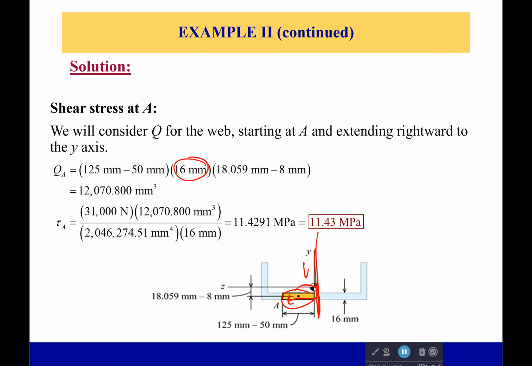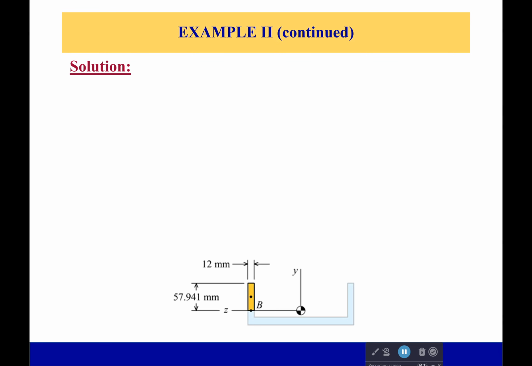We have the area. This is the thickness. This is its length. And this is the distance to the centroid. And we plug that into our equation. Easy peasy, not really too much to it. Thickness right here, moment of inertia, first moment of area, and finally our shear force that was given. Okay. Now let's go to point B.